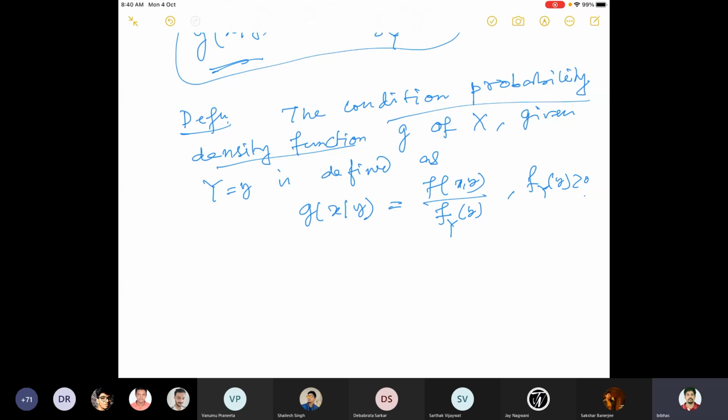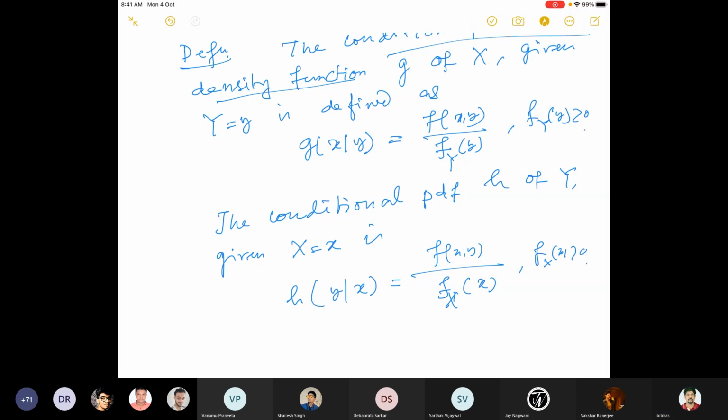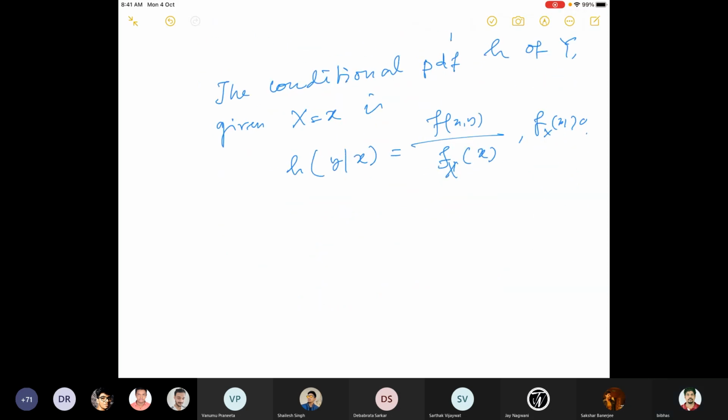So similarly, the conditional probability density function, let's say h, this function of y given X equal to small x, is what? It's h of y given x, which is equal to f of xy divided by f_X of x, when f_X is positive. What it means is basically, suppose you have the discrete case, everything is a table.